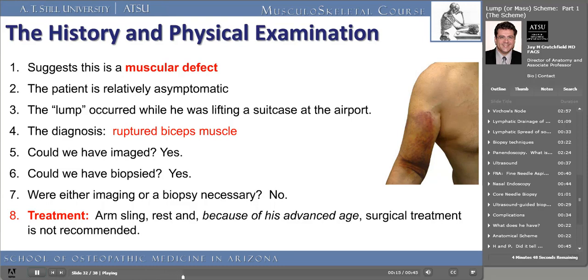The diagnosis is a ruptured biceps tendon or ruptured biceps muscle. We could have imaged with ultrasound or MRI scanning, but this expense would have probably been unnecessary. We could have also biopsied the lesion under ultrasound guidance, but that too most likely would have been unnecessary. The treatment for this condition in an elderly patient is rest, an arm sling, and defer surgical treatment. Rarely in an elderly patient is surgery indicated.